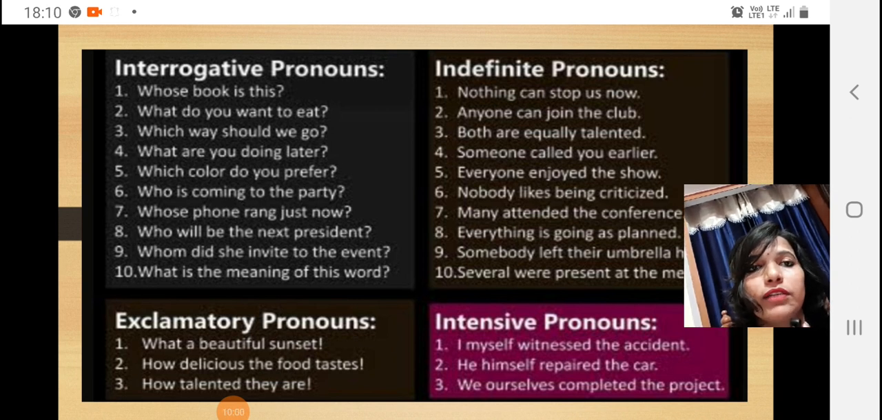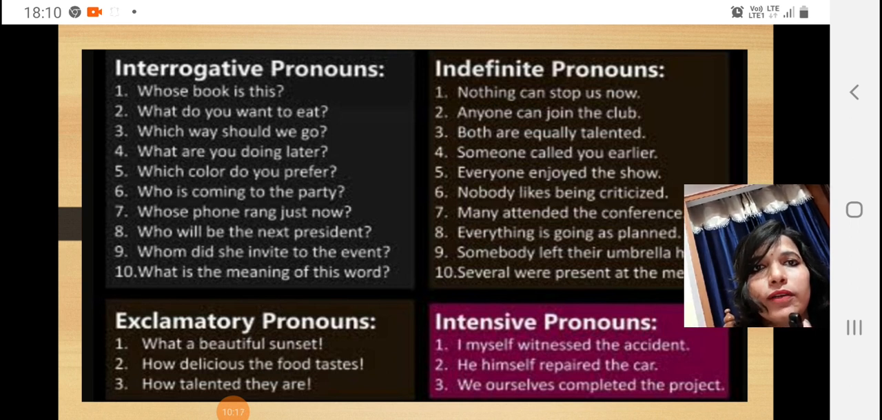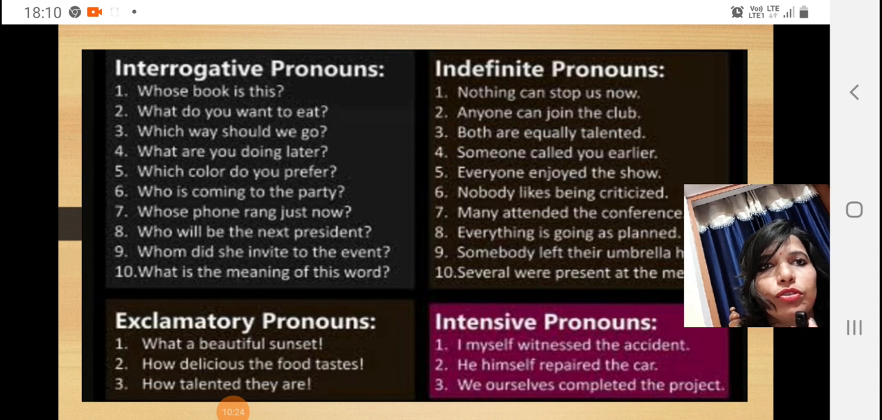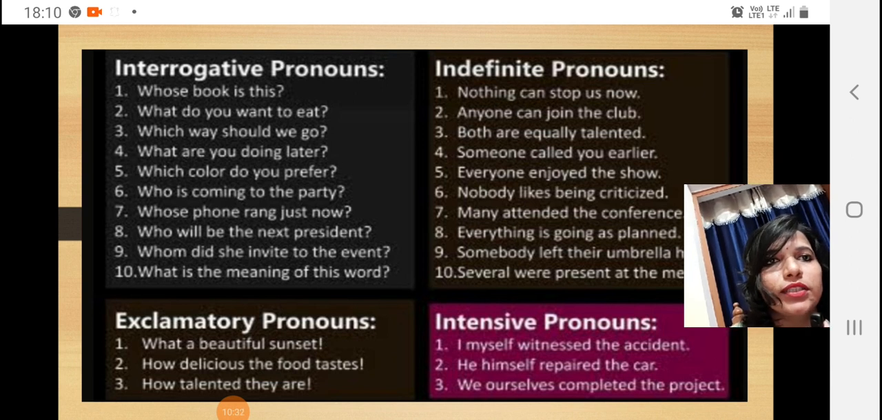Okay, so next, who, whom, and what are the three interrogative pronouns. So in all these examples, three sentences are interrogative adjectives: whose book, which color, whose phone. These three are interrogative adjectives, not interrogative pronouns. I guess you have understood the slight difference between these two. Okay, so indefinite pronouns: you can already understand they are not specifying something.